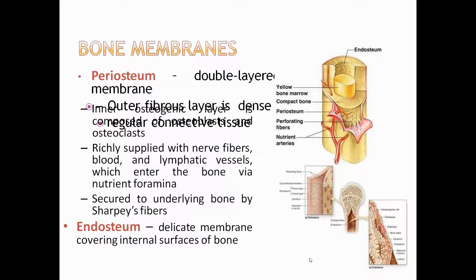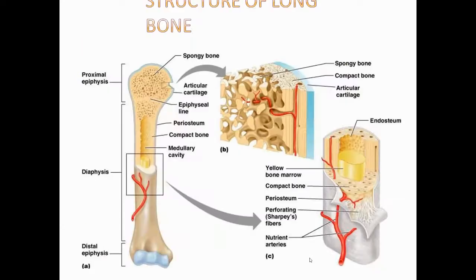Bone membranes. Periosteum is a double-layered membrane: the outer fibrous layer is dense connective tissue, and the inner osteogenic layer is richly supplied with nerve fibers, blood, and lymphatic vessels, which enter the bone via nutrient foramina. It is secured to the underlying bone by Sharpey's fibers. Endosteum is a delicate membrane covering the internal surface of the bone.